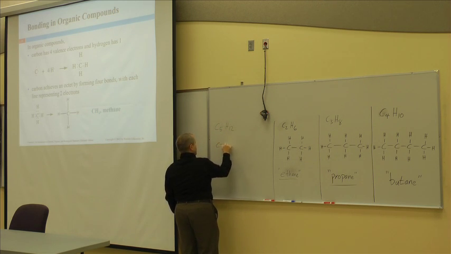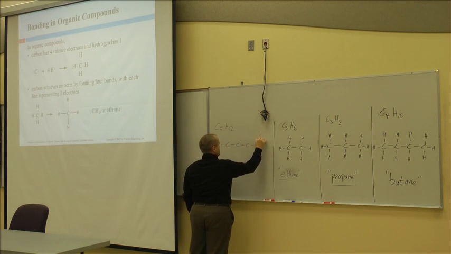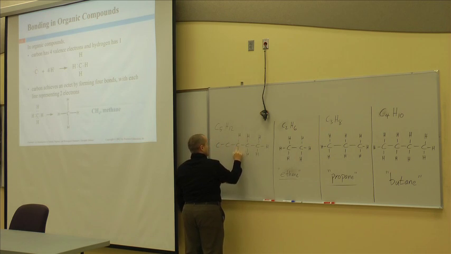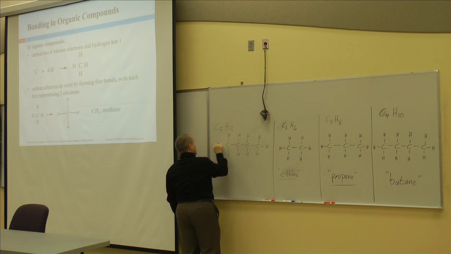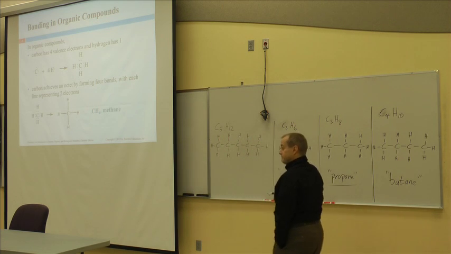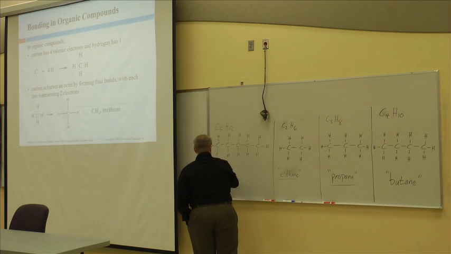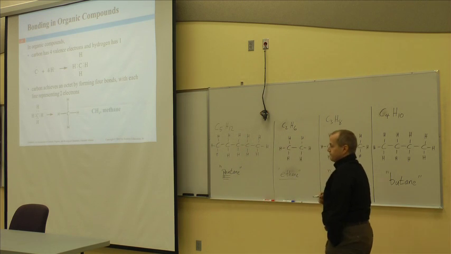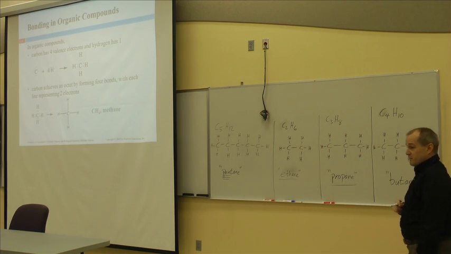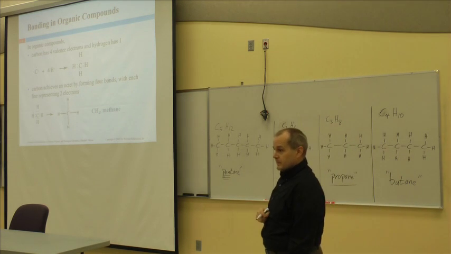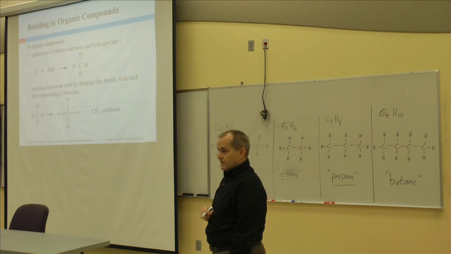C5H12. Carbon, carbon, carbon, carbon, carbon, hydrogen, hydrogen, hydrogen, hydrogen, another hydrogen up there, another one over here, one down there, one over here, one up there, one over here, one down there, and one up there. Holy smokes, that's getting a little difficult to draw. That one's called pentane. Pent, P-E-N-T. A 5-sided geometric shape is a pentagon. That's called pentane.